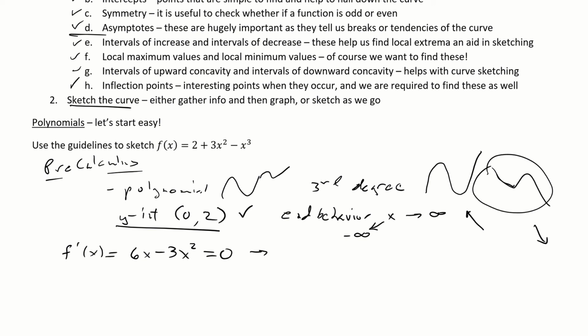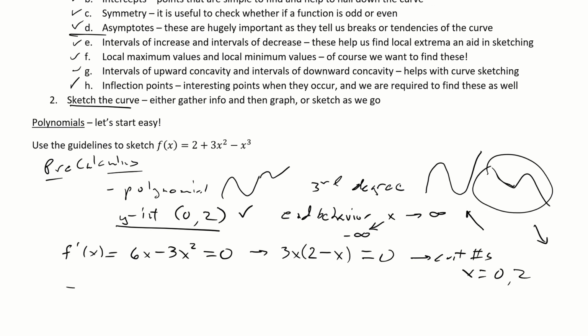If we do that, maybe we factor out a 3x here. Left behind is a 2 minus x, and that's equal to 0. So the critical numbers are x equal to 0 and 2. What do we do with that information?